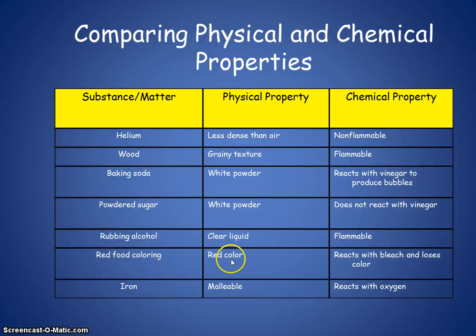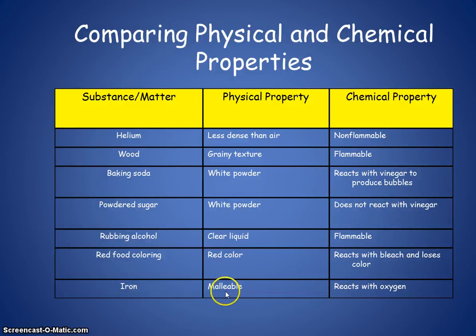Red food coloring is red. That's just a color, not chemical, just a physical property. But here it reacts with bleach, right? That is chemical. We're talking about a reaction. That's chemical. And iron. Iron is malleable.